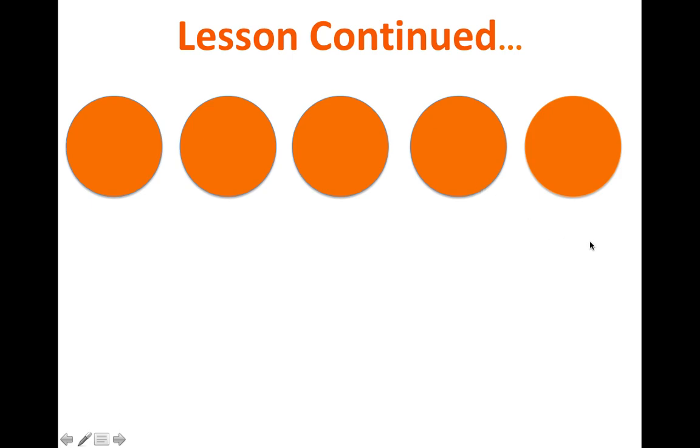So remember in the last slide we said we are using monkeys. Right now we're not using any pictures. We're just using our materials. And we're going to pretend that these are the monkeys. So we have 1, 2, 3, 4, 5.